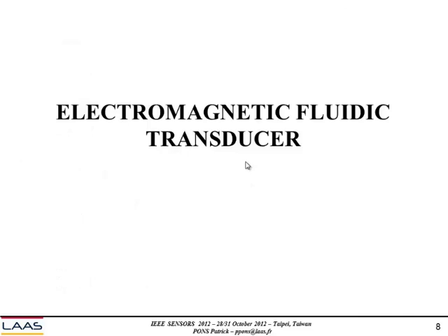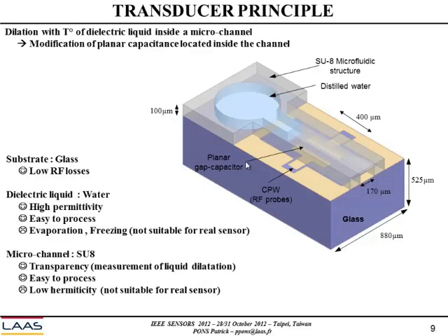Well, let's see now the principle of the transducer. It uses the dilatation with temperature of a fluid, which is air, within a tank, and this liquid will shift in the microchannels with the dilatation with temperature, and you have a modification of the planar capacitance, which is here, the two sides of the planar capacitance inside the microchannel.